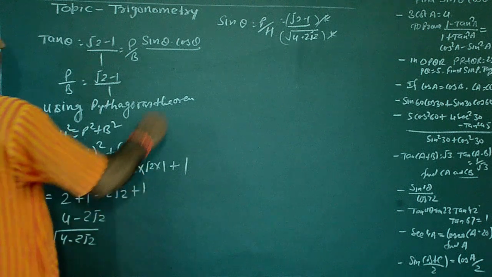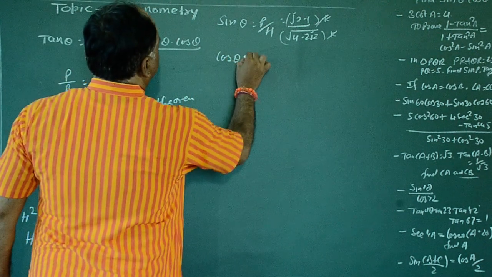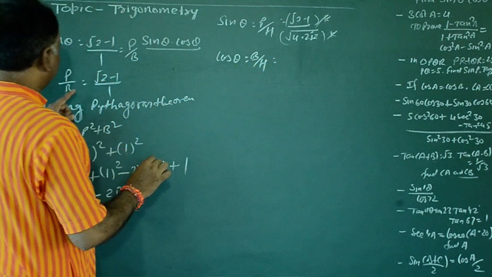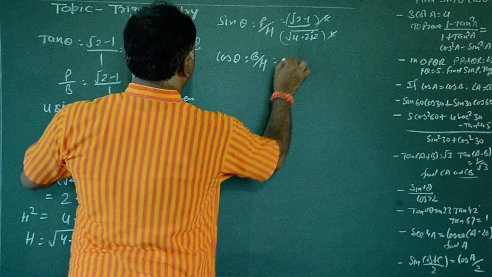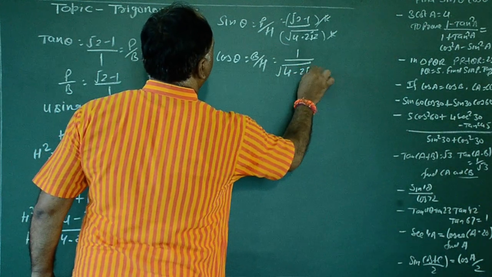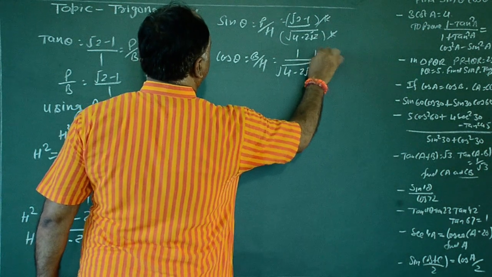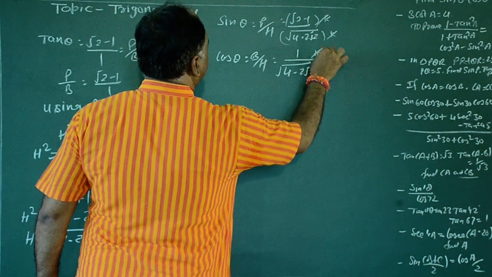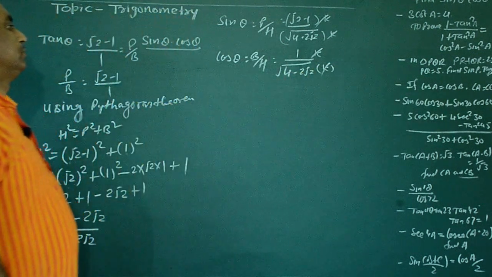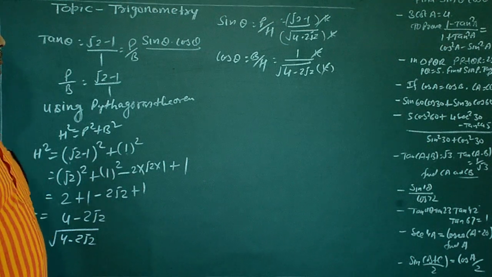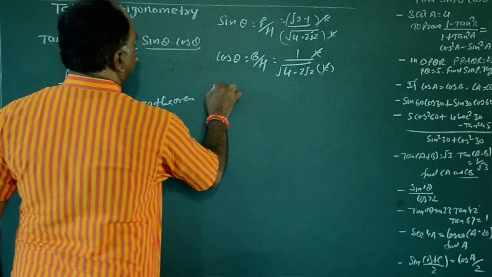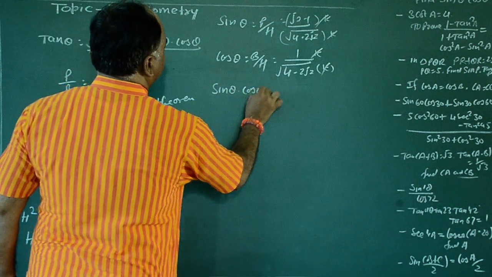Now we have to find the value of cos, that is B upon H. You have B as 1 and H as root of 4 minus 2 root 2. If you put K in both, you can cancel it and you have the same value, 1 upon root of 4 minus 2 root 2. Now you need sin theta into cos theta.